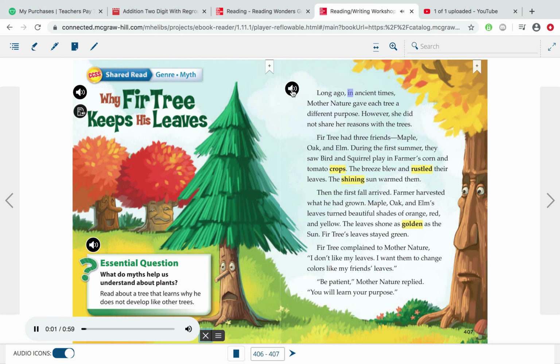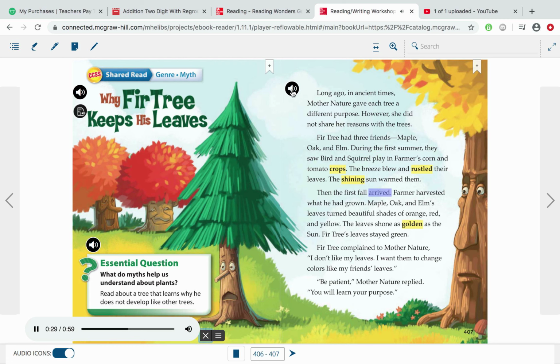Long ago, in ancient times, Mother Nature gave each tree a different purpose. However, she did not share her reasons with the trees. Fir Tree had 3 friends: Maple, Oak, and Elm. During the first summer, they saw Bird and Squirrel play in farmers' corn and tomato crops. The breeze blew and rustled their leaves. The shining sun warmed them.